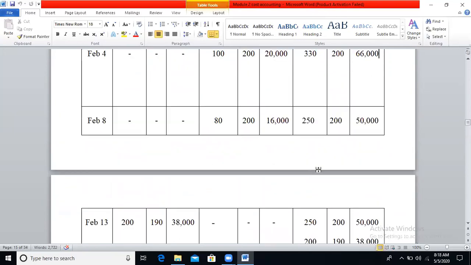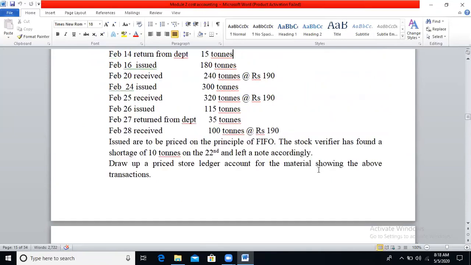The next transaction is February 24th. We are issuing 300 tons. So February 24th.